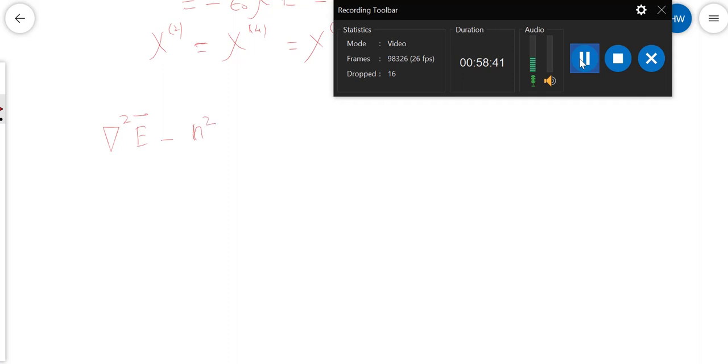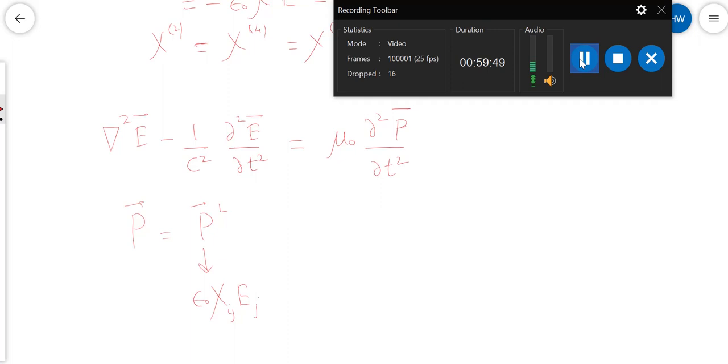All right, now we will look at the consequences of this nonlinear polarization on the wave equation. Let us quickly rewrite the wave equation. What you had was del square E minus 1 over c square dou square E over dou t square. This is the space-time dependence, and on the right hand side I have mu naught dou square P over dou t square.